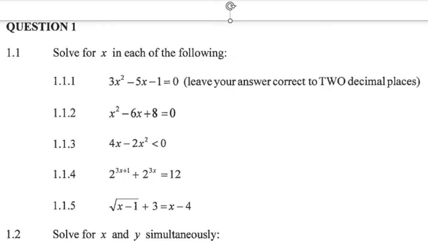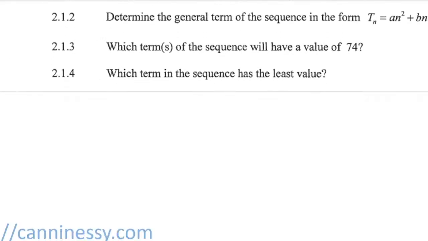So let's get started. All right, here we have question 1. It says solve for x in each of the following. We have 3x squared minus 5x minus 1 is equals to 0. It says leave your answer correct to 2 decimal places. Once you are told that you must correct your answer to 2 decimal places, it's a sign that you are being told to use the quadratic equation. All right, here we have 3x squared minus 5x minus 1 is equals to 0.